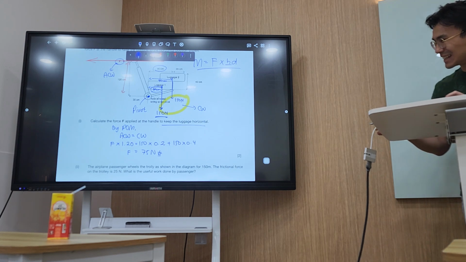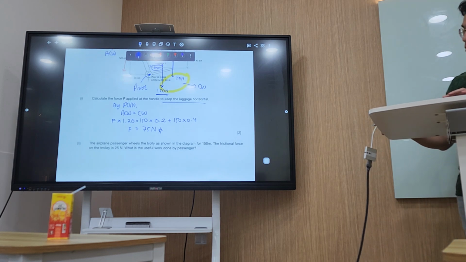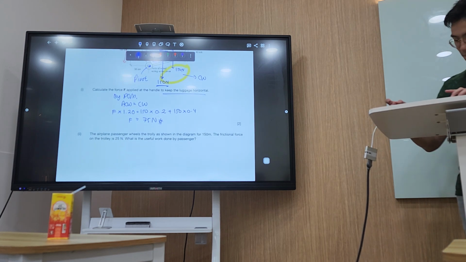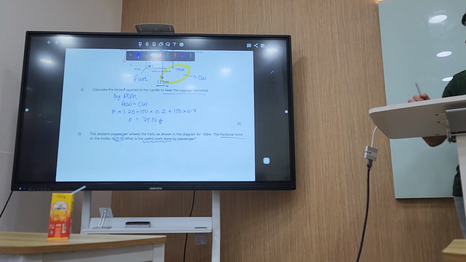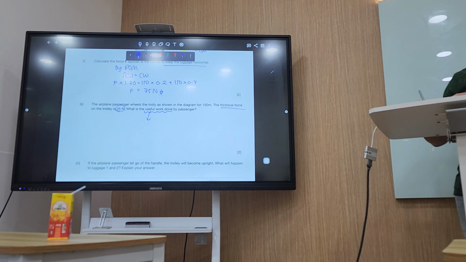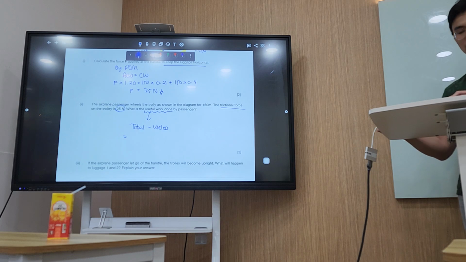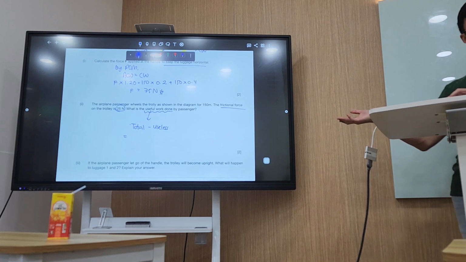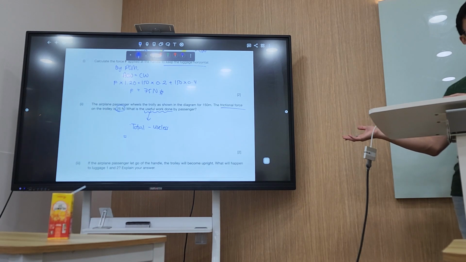Hello? Okay, airplane passenger wheels the trolley as shown for 115 meters. Frictional force is 25. You want useful work done. Useful equals total minus useless. What's my total work done? Like literally holding the trolley. Agree. It is the force that you are exerting on the trolley. John, what is your total work done?